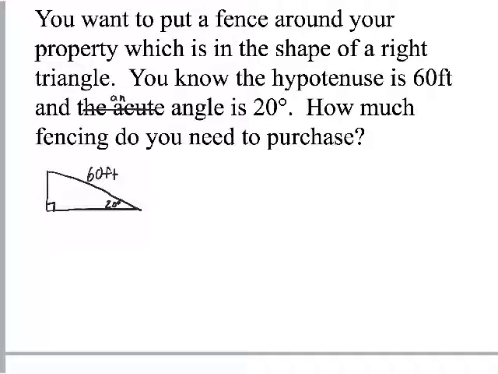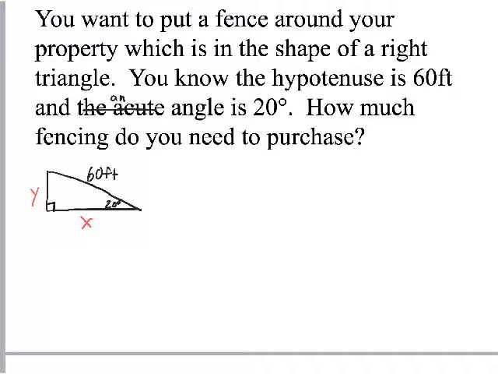Now for fencing, are we talking area or perimeter? Well, if this is my property, wouldn't it be perimeter? Aren't we trying to find all the sides and adding them up? So we need to actually find both these sides and then add them to 60. So let's take them one at a time. Let me call this x and this y. We have to find x and then we have to find y. So how do we find x?